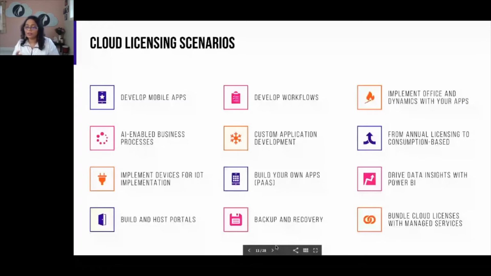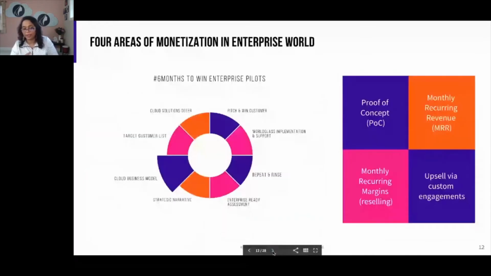So there are 4 areas of monetization that happen in the enterprise world. The first, so there's a circle on the right. It takes you on average 6 months to up to 2 years to win it. So you really have to start with understanding what the customer needs. Assessment is a very good way of engaging with them. Second is writing your strategic narrative. That will help you design what your business model is. Then you target your customers and put in your offer. You pitch and win, and then you have a world-class implementation, and you rinse and repeat on winning your customers.